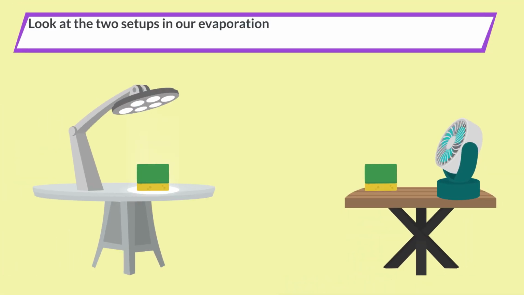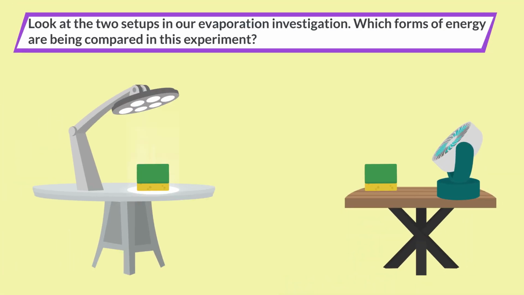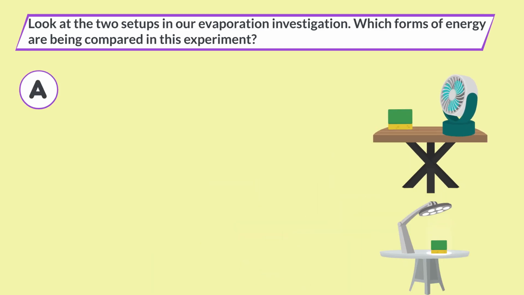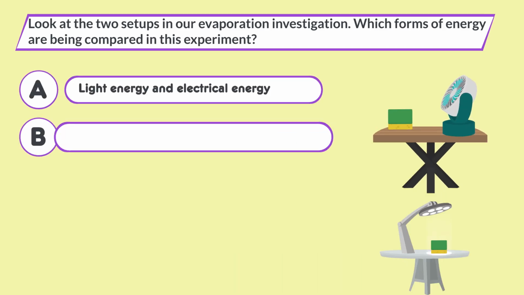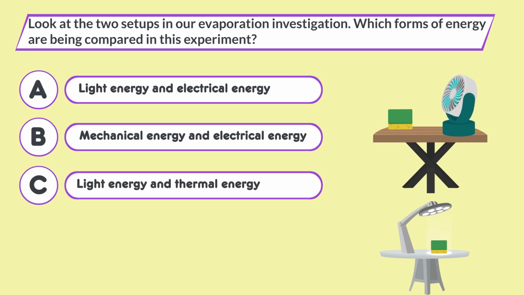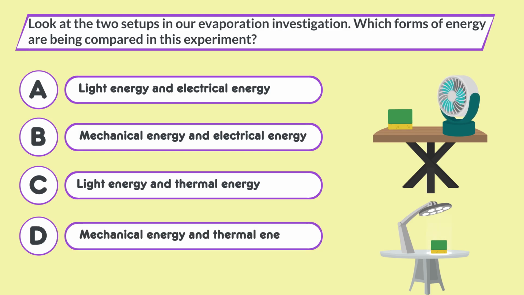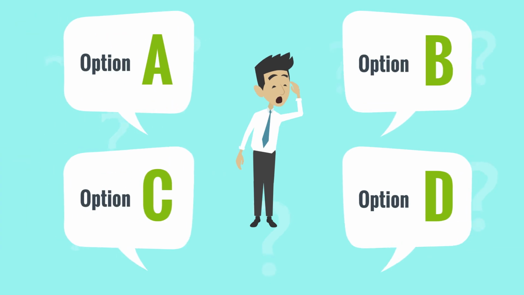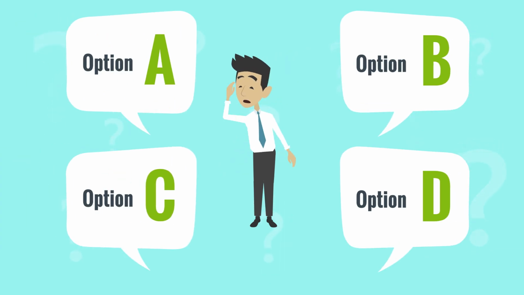Here's your question for part A. Look at the two setups in our evaporation investigation. Which forms of energy are being compared in this experiment? A. Light energy and electrical energy. B. Mechanical energy and electrical energy. C. Light energy and thermal energy. And D. Mechanical energy and thermal energy. Select the most appropriate option and then proceed to part B.